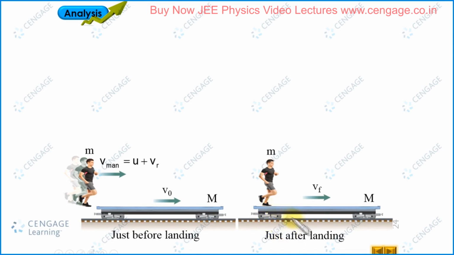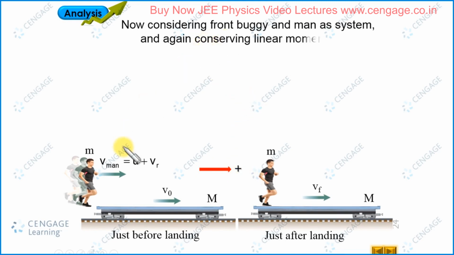So this is the situation just after landing, and just after landing, this man and this buggy both will move with a common velocity, and let us assume this common velocity is Vf. Okay, and let us consider this direction as the positive direction. Now we are taking our system, that's the man and front buggy, and conserving the linear momentum in the horizontal direction.